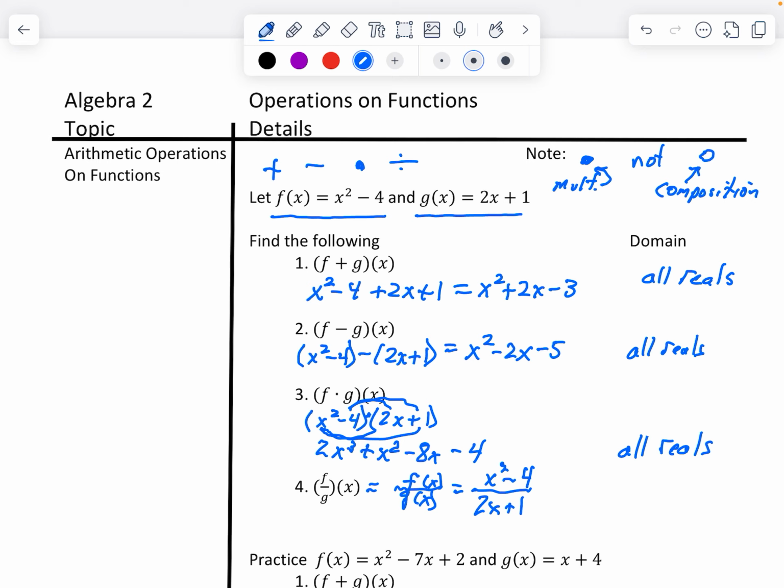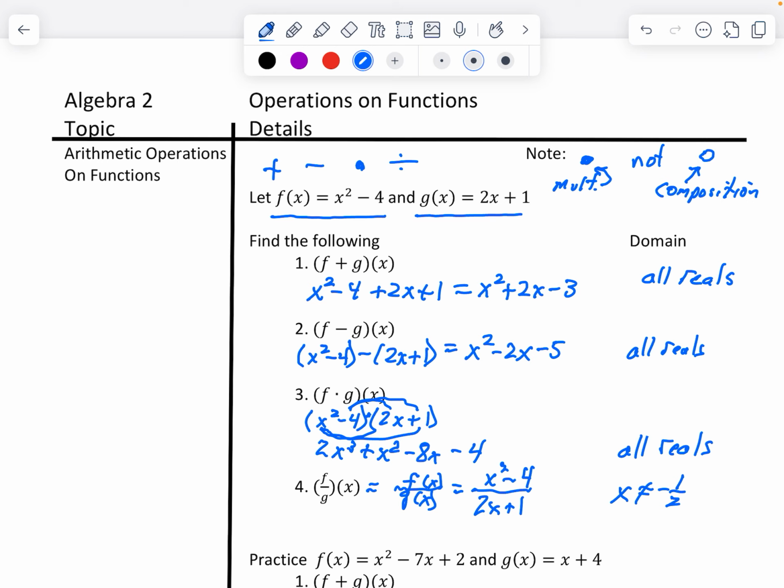Now for this one, what's difficult about it is the domain. Notice that we have a denominator, and the denominator cannot equal 0. So for the domain here, it's going to be x cannot equal negative 1/2, because if you put in negative 1/2, that would give you 0 in the denominator. Otherwise, it's all real numbers for the domain.